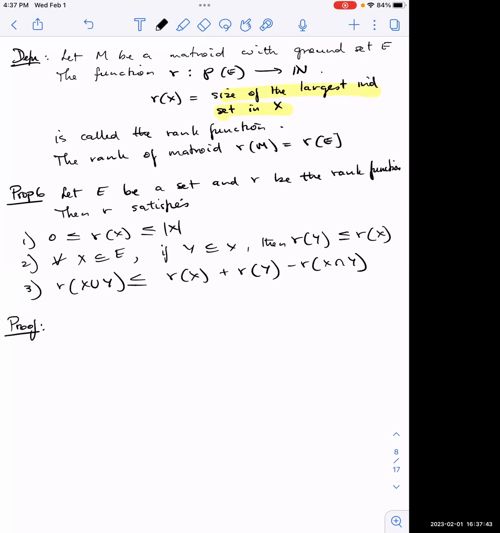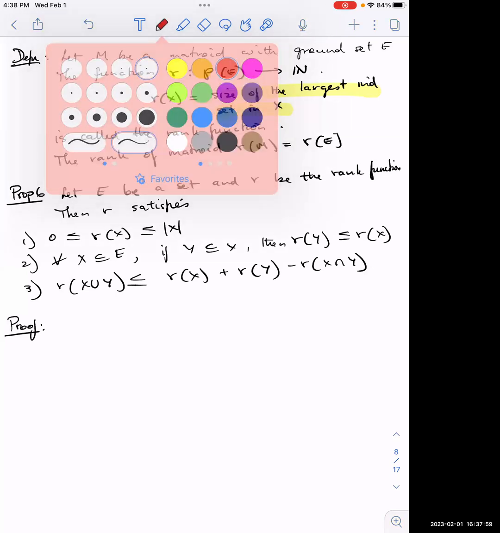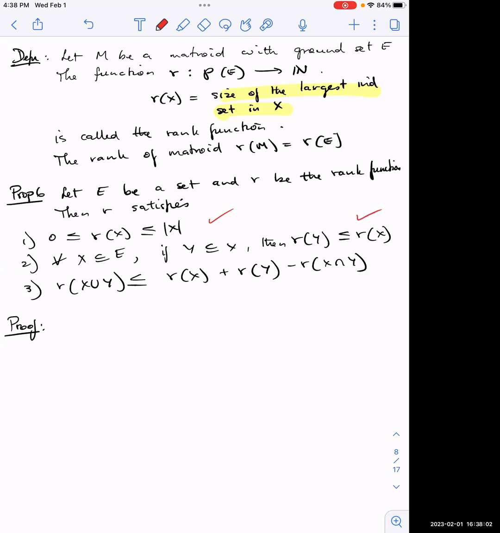So, proof. We want to prove that the rank function we defined like this satisfies the 3 properties, and 1 and 2 are just straightforward. So I'll just check those off like this. My Apple Pencil might die any moment, in which case I will have to charge it for a few seconds, but it charges up quickly. So we have to prove 3.